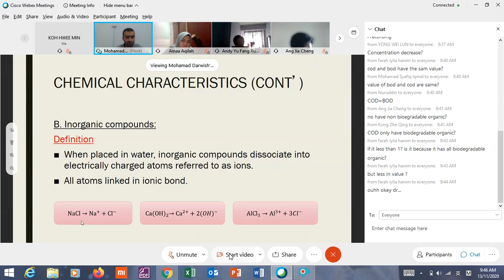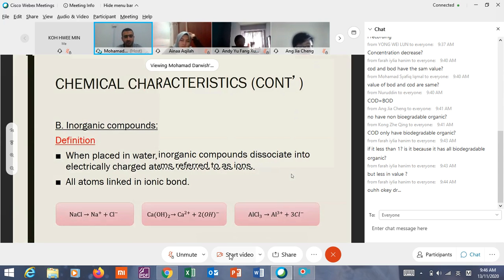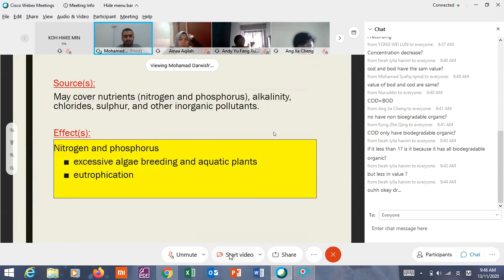For example, we have sodium chloride, calcium hydroxide, aluminum chloride, and so on. So these are all inorganic compounds. What are the sources of inorganic compounds? Mostly they cover the nutrients. When we talk about nutrients, we are talking about phosphorus and nitrogen. Those we call nutrients.